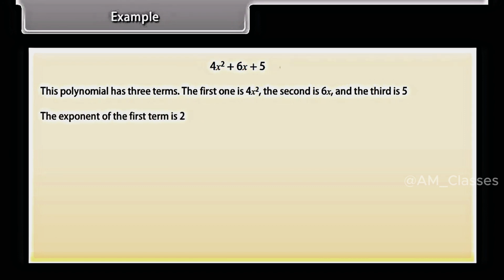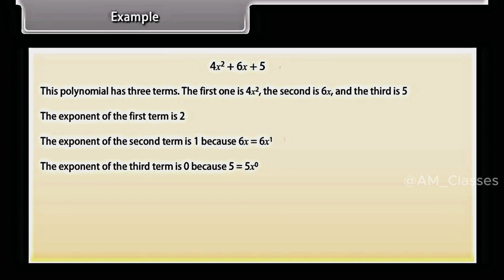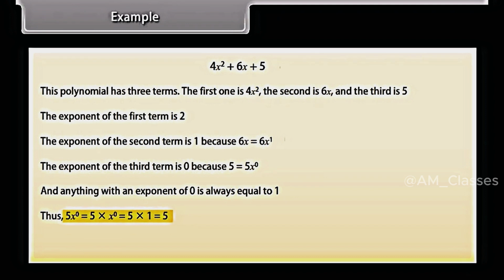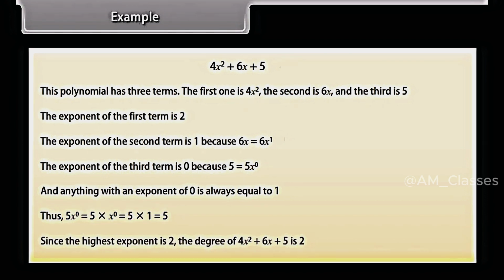The exponent of the first term is 2. The exponent of the second term is 1 because 6x is equal to 6x raised to the power 1. The exponent of the third term is 0 because 5 is equal to 5x raised to the power 0. And anything with an exponent of 0 is always equal to 1. Thus, 5x raised to the power 0 is equal to 5 into x raised to the power 0, which is equal to 5 into 1, which is equal to 5. Since the highest exponent is 2, the degree of 4x square plus 6x plus 5 is 2.